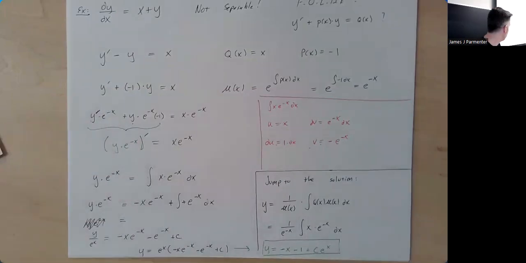It is really, really important that that constant term shows up because that constant term does get divided by your integrating factor. Questions, comments, observations?